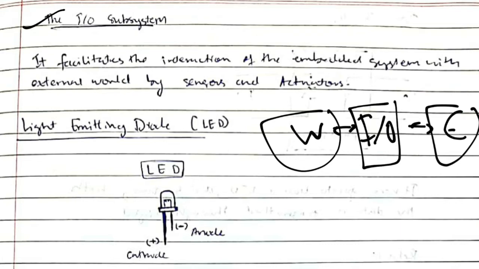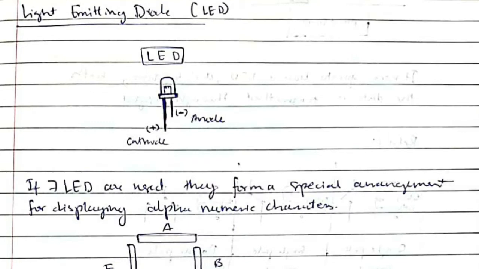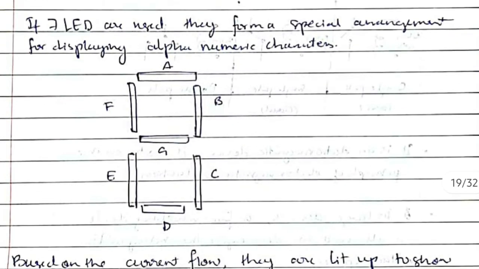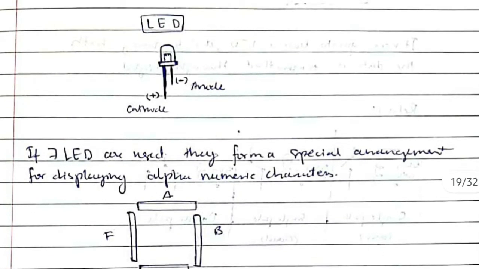Okay, and by using LEDs we can display the numbers from 0 to 9 by using 7 LEDs here, and the LED has the anode and cathode, by using which we can give a visual representation of the data which we want to show.